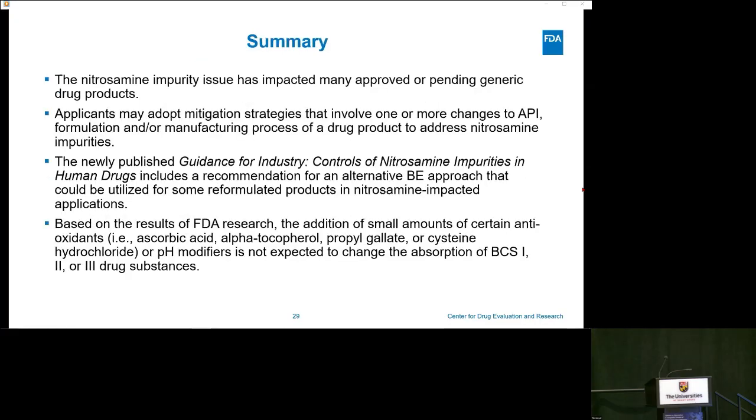In summary, many generic drug products, both approved and pending, have been affected by nitrosamine impurities. To address this, applicants can adopt multiple mitigation strategies. The guidance published this September introduces an alternative BE approach for some reformulated products in nitrosamine-impacted applications based on FDA's research. Adding small amounts of specific antioxidants or pH modifiers is not expected to change the absorption of BCS 1, 2, and 3 drug substances.